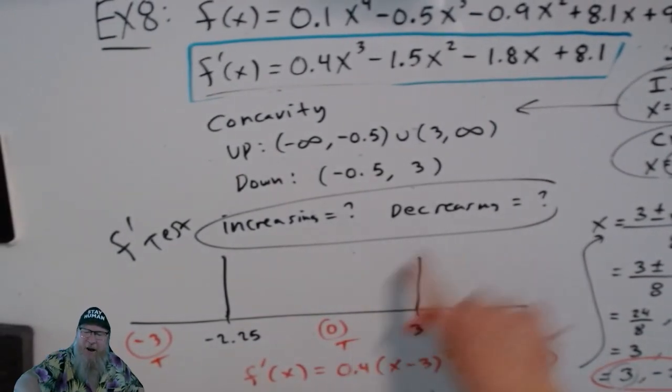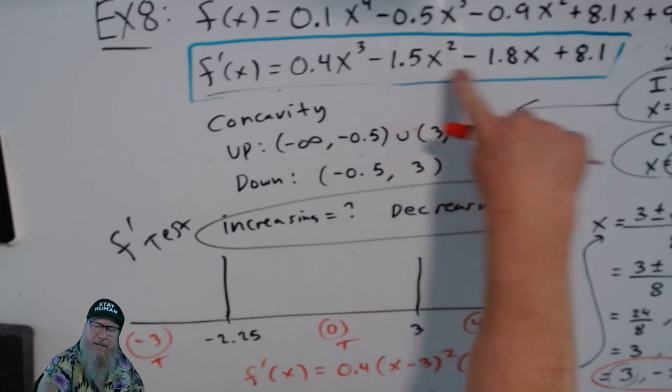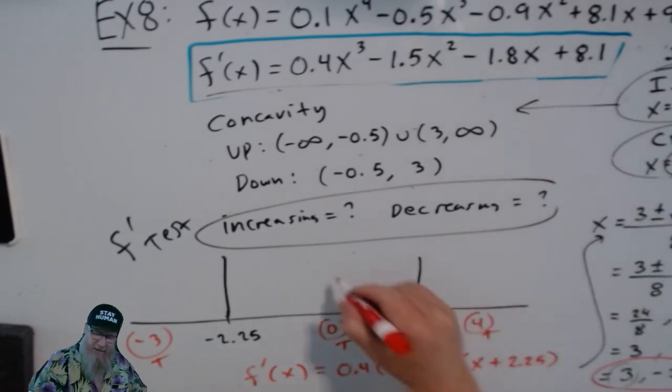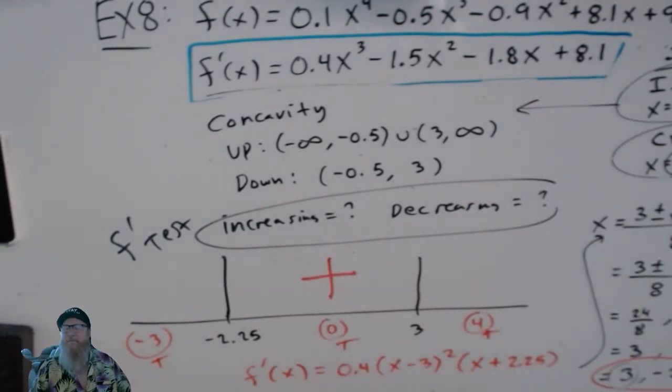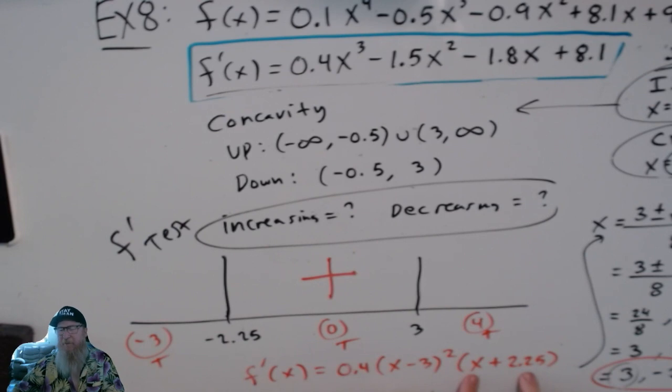As I mentioned, for 0, it's actually easier to test this one. You plug in 0. These will all turn to 0, and then the last term will be positive. So that's positive. For 4, it's actually easier to use this version. So 4 minus 3, that's positive. Squaring it, still positive. Multiplying it by 0.4, still positive. 4 plus 2.25, still positive.